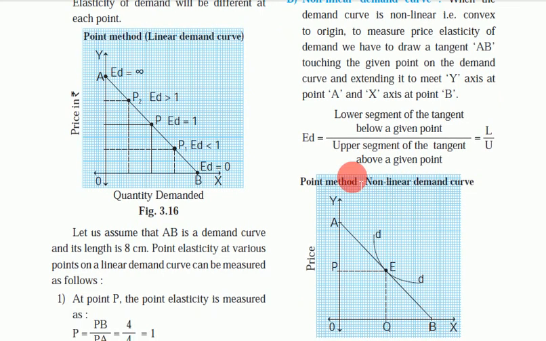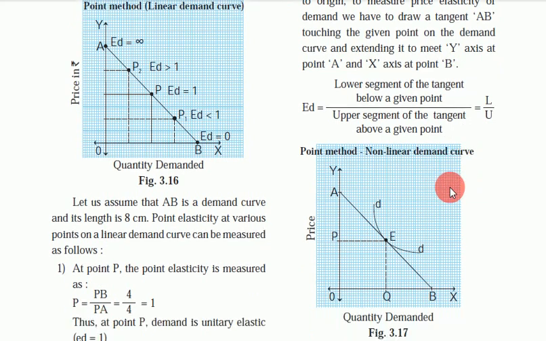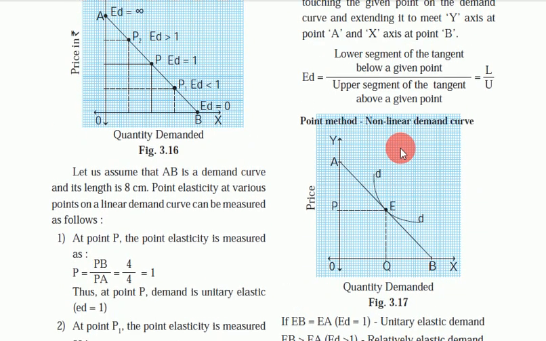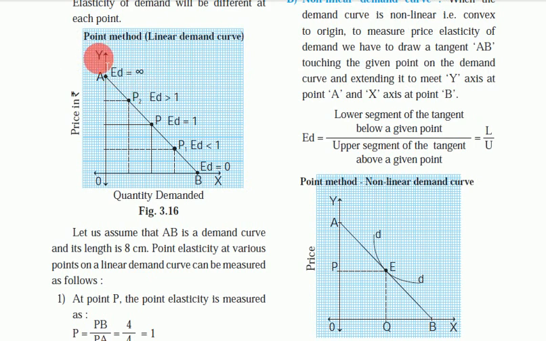Now here we will calculate the elasticity of demand by applying this formula. Formula will be lower segment of the tangent below a given point upon upper segment of the tangent above a given point. Here you can easily understand the difference between the linear point demand curve and the non-linear demand curve. Here it is a straight line, or here it is not a straight line.